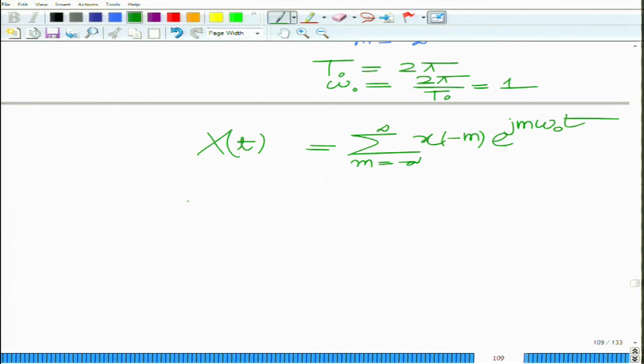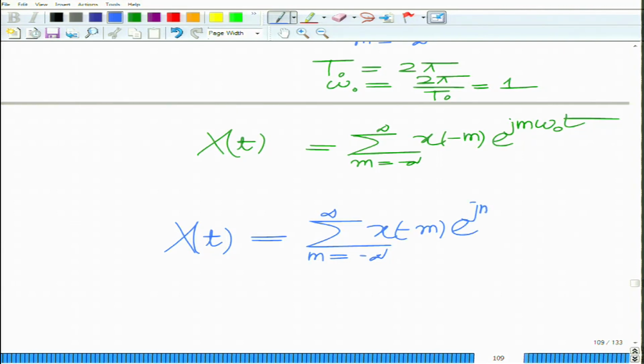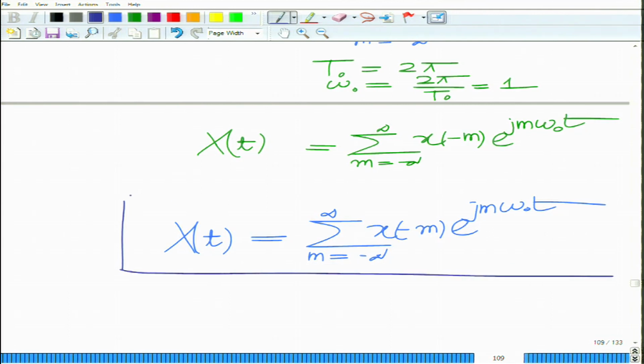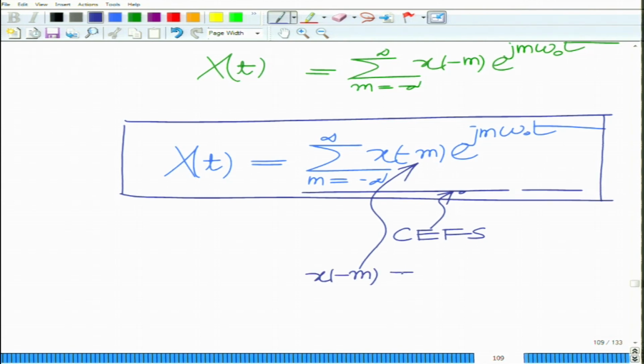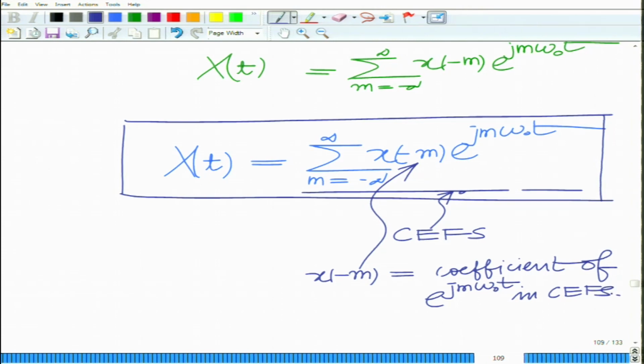And now you can see we have the complex exponential Fourier series for X of t. This is the complex exponential Fourier series, because you are expressing X of t as a linear combination of an infinite number of complex exponentials at the fundamental frequency omega naught and its harmonics. And x of minus m is the coefficient of e raised to j m omega naught t in the complex exponential Fourier series.